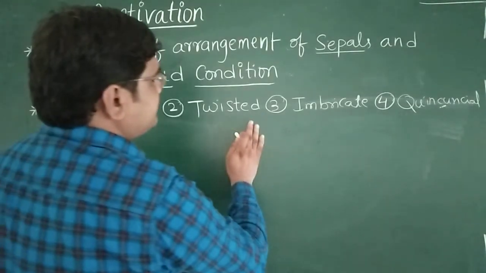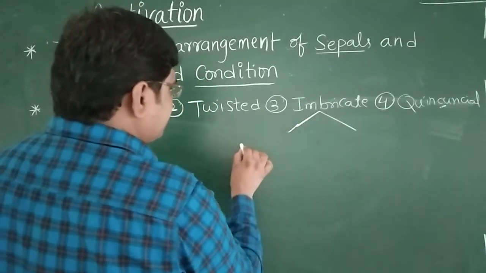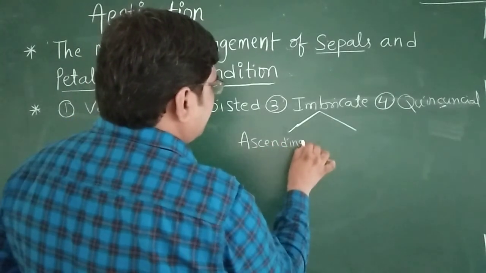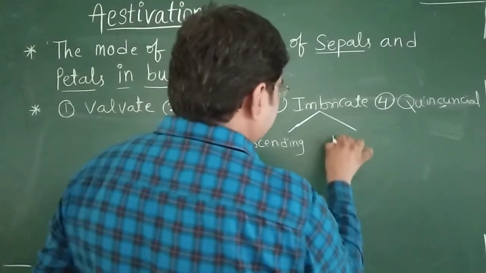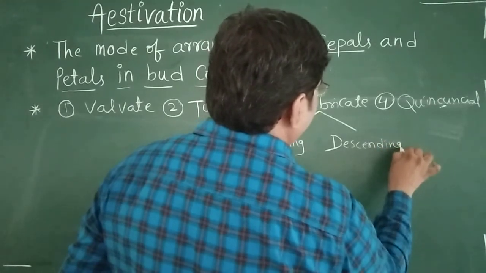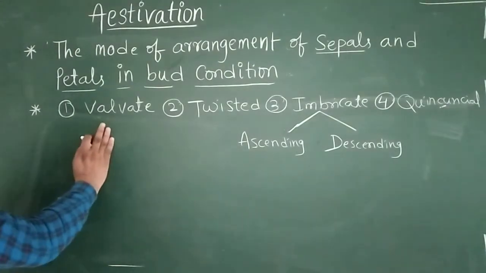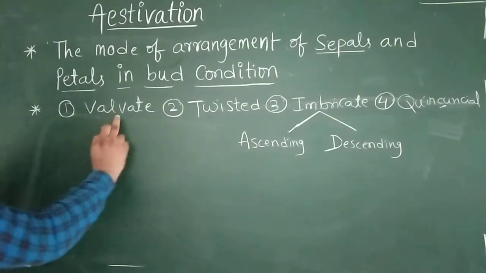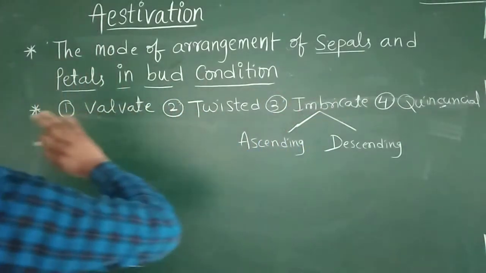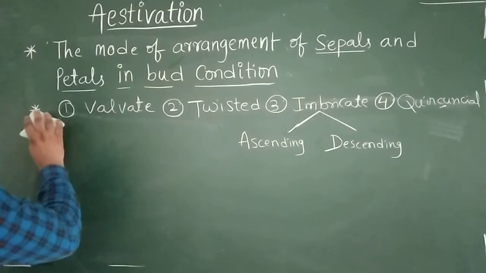Among these four types, the imbricate estivation is also divided into two types. The first one is ascending imbricate estivation, and the second one is descending imbricate estivation. So there are four types of estivations: valvate, twisted, imbricate, quincuncial. This is the introduction and definition of estivation.